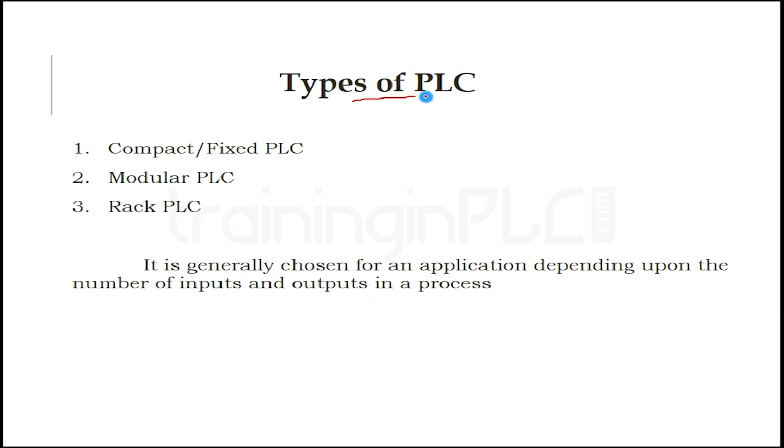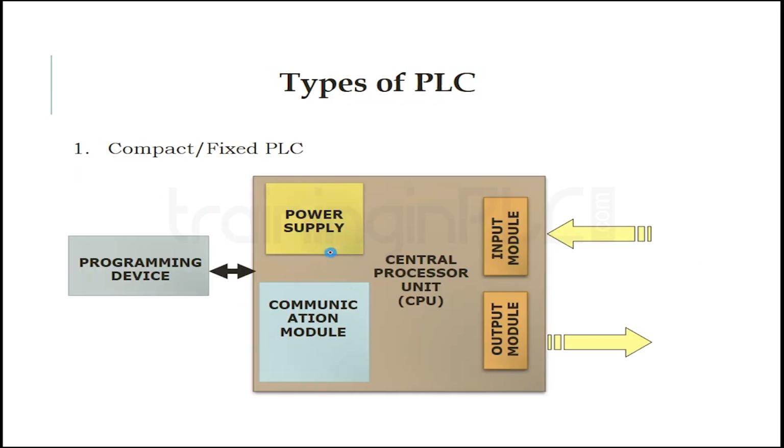Next, let's see the types of PLC. There are 3 different types of PLC: compact or fixed PLC, modular PLC, rack PLC. It is generally chosen for an application depending upon the number of IOs. First, let's see the compact or fixed PLC. In this compact or fixed PLC, the number of IO bits will be fixed and you can't expand the IOs.